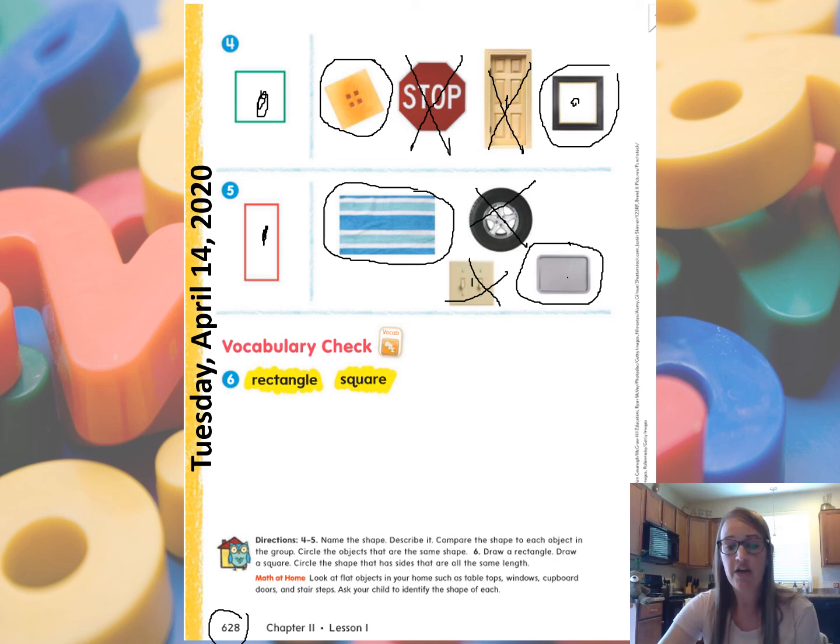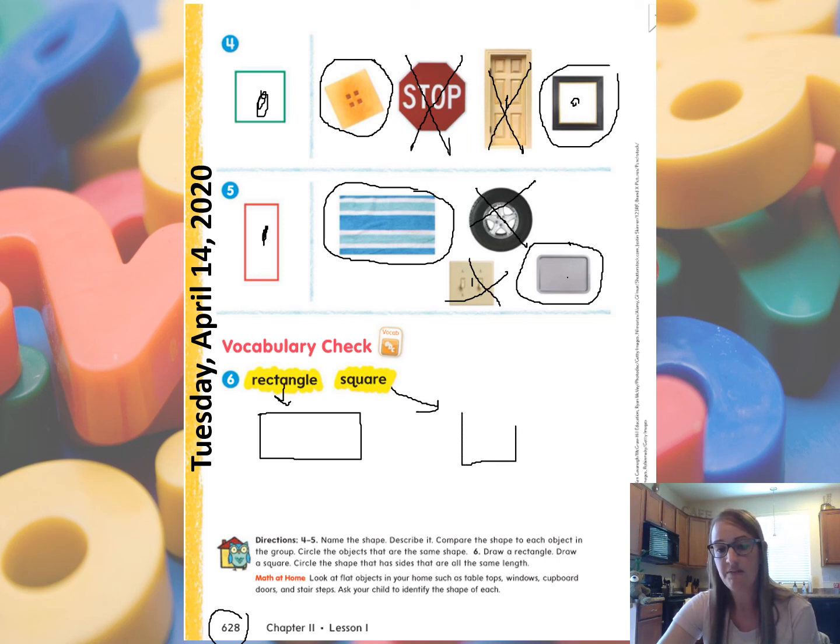All right, and then on number 6, they want you to draw a rectangle and draw a square. Remember, when I draw a rectangle, I'm going to have 2 short sides, 2 long sides, and it's going to have 4 vertices. When I draw a square, I'm going to draw a little arrow here. It's going to have 4 sides that are equal and 4 vertices. Try my very best. Sometimes it can get tricky. And voila. Oh, just about. A little wobbly there.